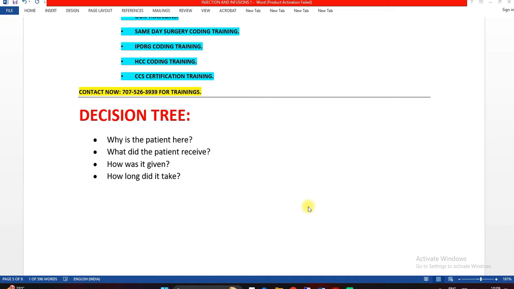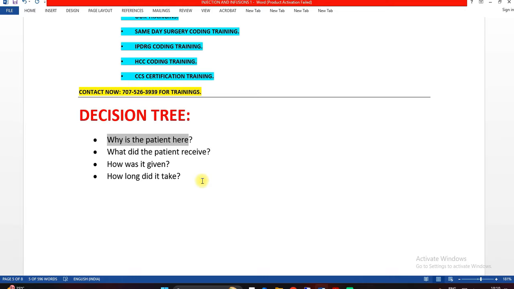Next, we need to understand the decision tree. The decision tree is very important whenever you want to code chemotherapy, injections or infusions. Basically, these are the steps whenever you want to code these infusions and injections. First of all, we need to check why the patient is here, or what is the reason for the patient's encounter. For example, you need to check whether the patient is coming for dehydration or burns or any type of cancer.